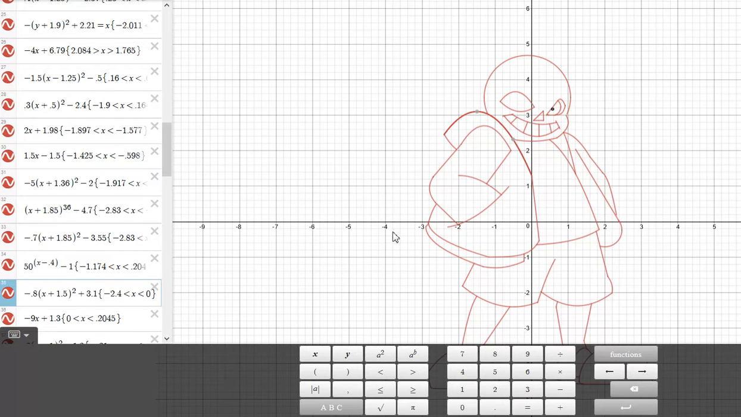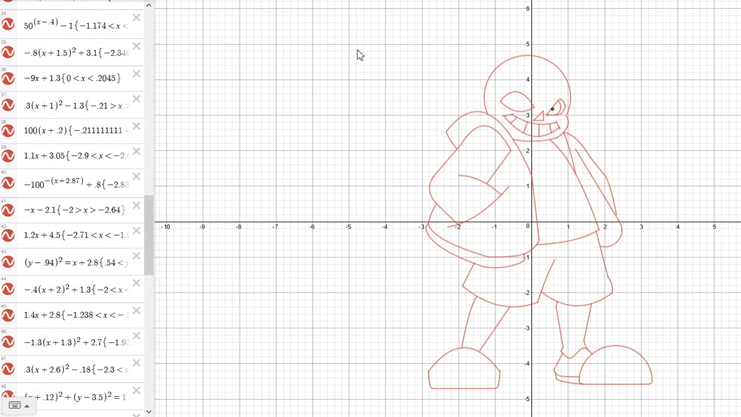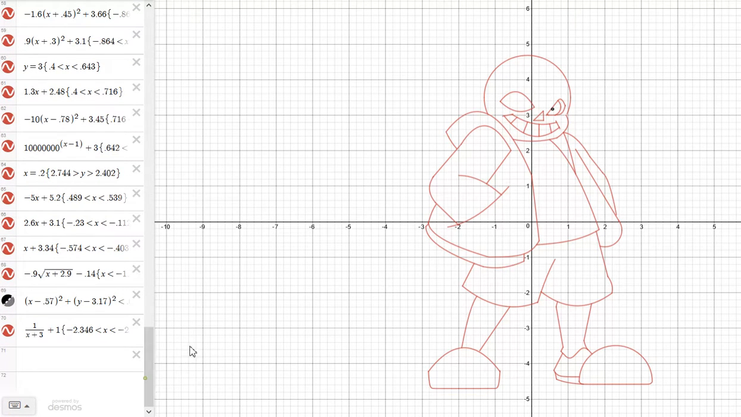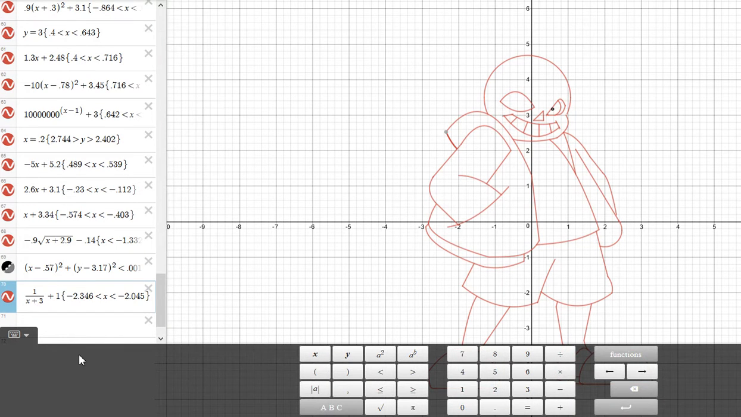An example of an inverse variation function would be this equation, which is y = 1/(x + 3) + 1 with a domain of -2.346 < x < -2.045.